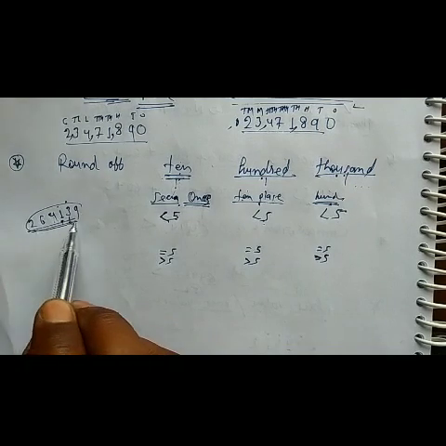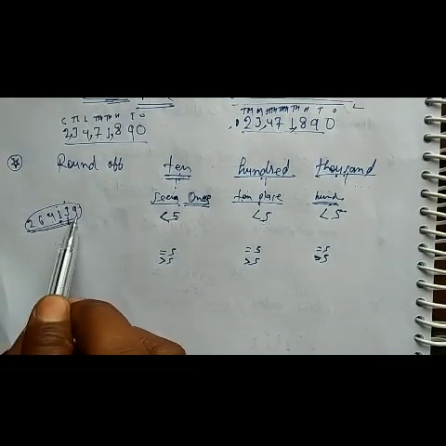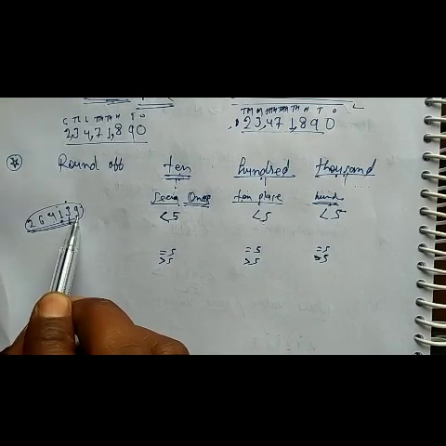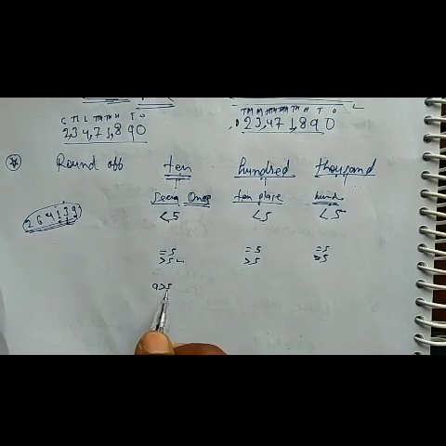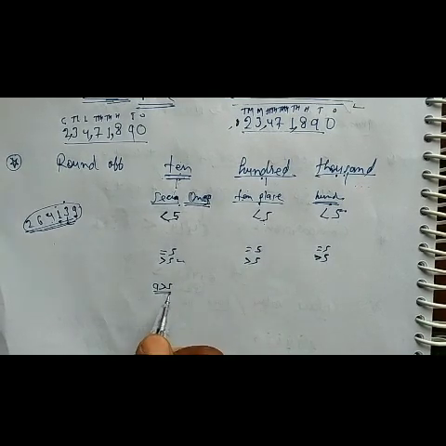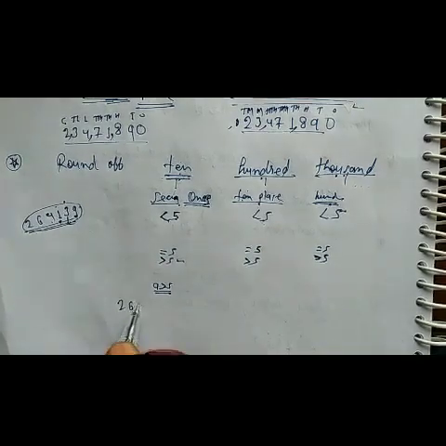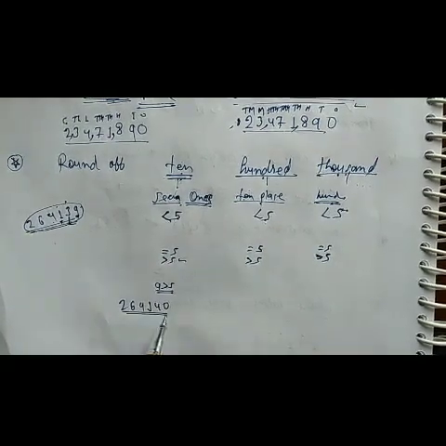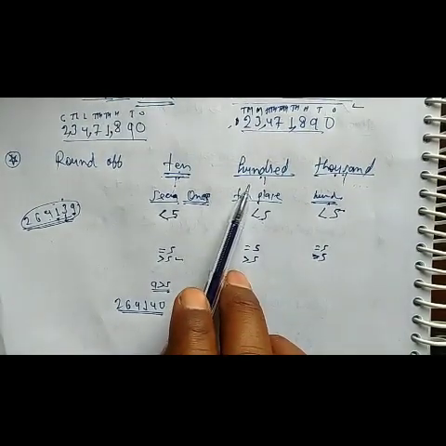Round off this number to the nearest 10. To round off to the nearest 10, we have to see the ones place. The ones place is 9, and 9 is greater than 5. In this case, the ones place will be 0, and the tens place will be increased by 1. Then it will be 264140.